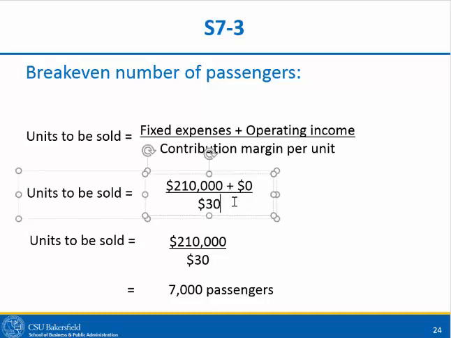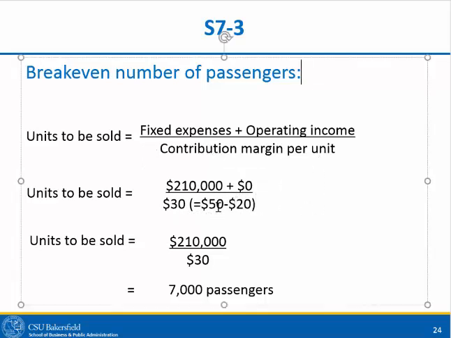which is $30. You may say, well, how do you get $30? If you look at the selling price, the ticket price is $50. Then the variable cost to provide a dinner is $20. So the contribution margin per unit is $50 minus $20, which is $30. Then you divide the 210,000 by $30. Then in order to break even, you have to sell 7,000 tickets. So you have to have 7,000 passengers in order to break even.